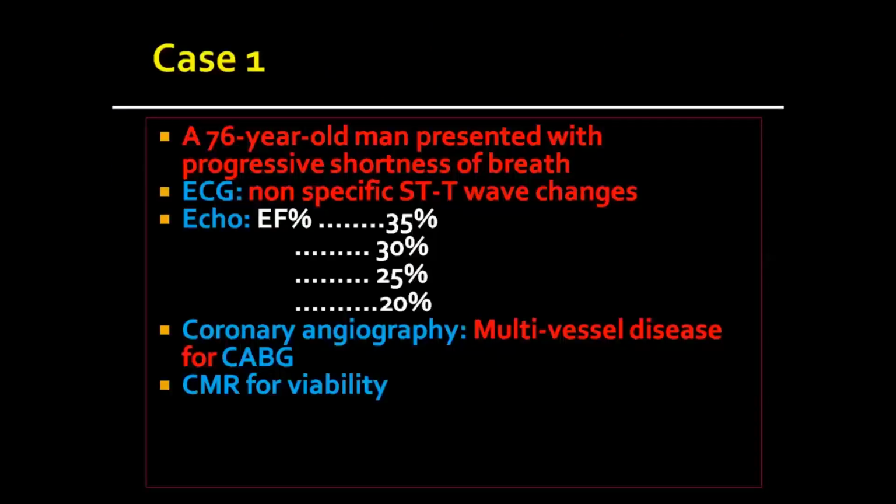Let's discuss this case. This is a case of a 76-year-old man presented with progressive shortness of breath. He actually had previous coronary angiography, and he has multi-vessel disease, and he refused to do CABG at the time of his coronary angiography. Years later, he deteriorated, and he agreed to do the CABG, but the surgeon has four reports of echocardiography. One shows the ejection fraction is 35, and the last shows 20%. So he really doesn't know which one is correct, and he needs to know what the viability is. Shall he go with CABG or not?